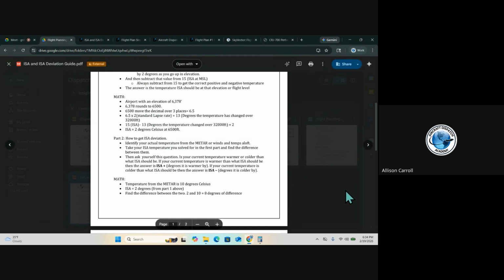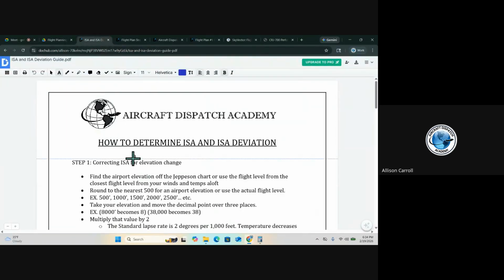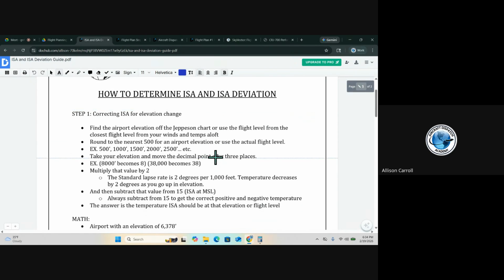All right. So I already have it opened here because I'm going to type out some numbers as we figure out our ISA and then our ISA deviation. So first of all, we are taking off from Denver, right? So Denver is our starting point right here. That is our starting airport. Okay, so now our first part, or step one, we are going to correct ISA for elevation change.